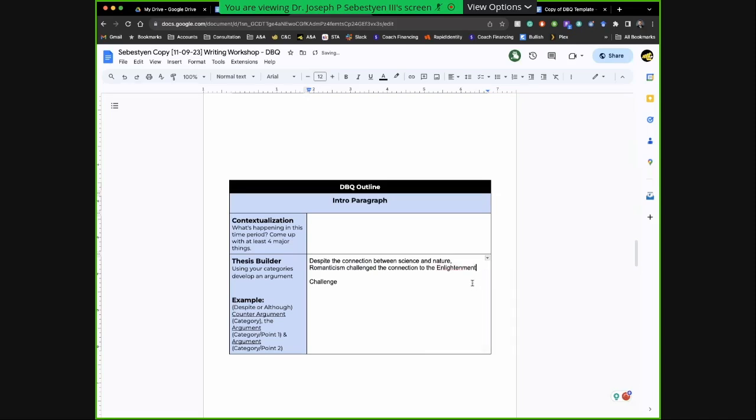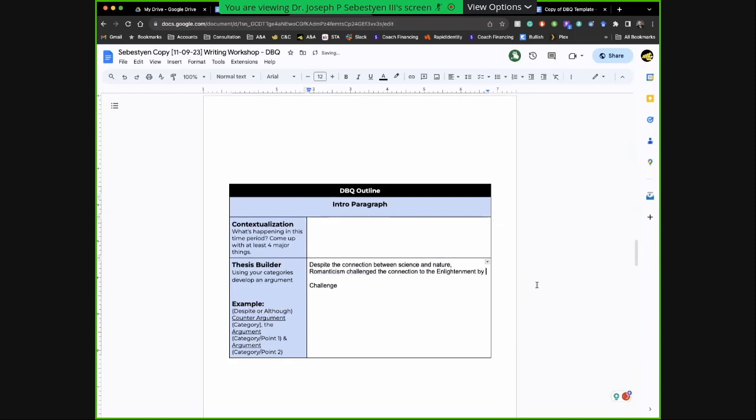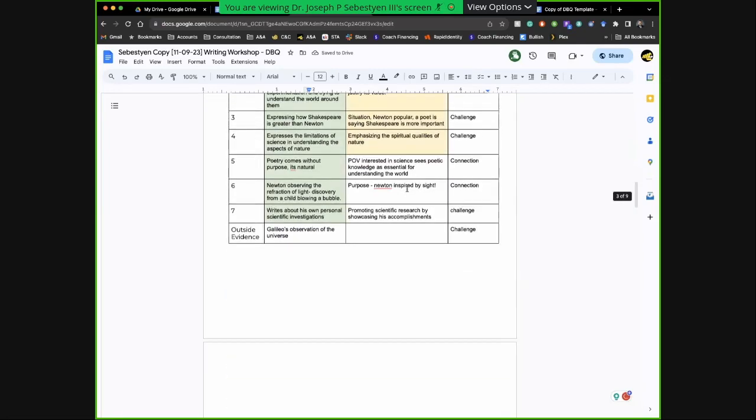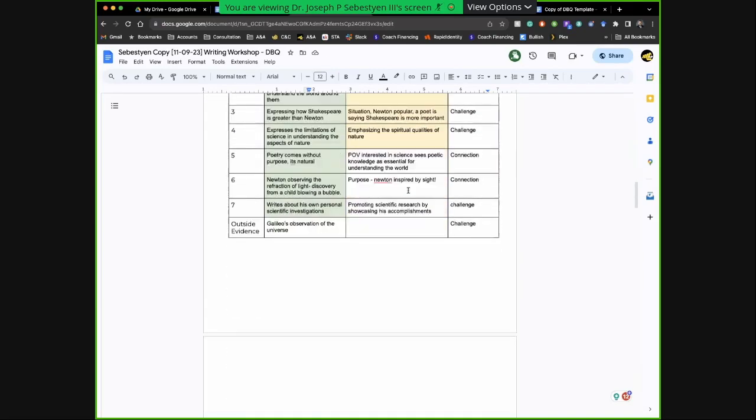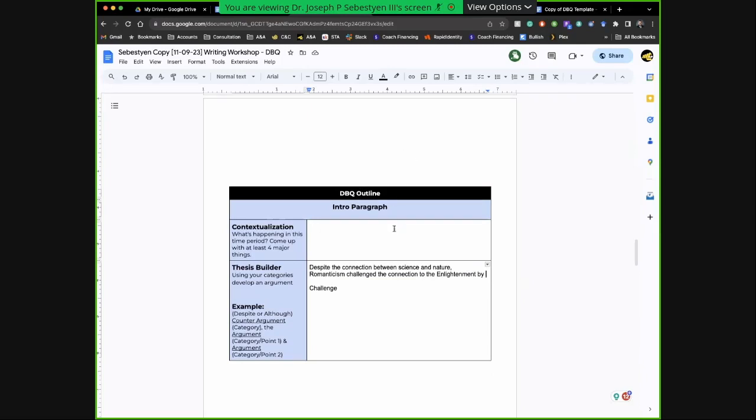Now, do we have any ways to group them categorically, how they challenged it? So there are many ways you can go here. Your first paragraph could be about how there was a connection, and the second paragraph about how the challenge was more. Or you could say, despite the connection between science and nature, romanticism challenged the connection to the Enlightenment by doing this and by doing that. If we're not there yet, challenge the connection to the Enlightenment, period. We can just do a split thesis and use this part for our second paragraph. That way we know we're going to use those documents.